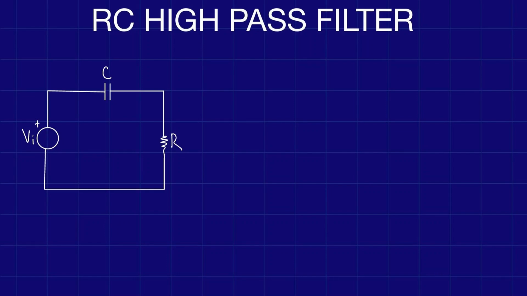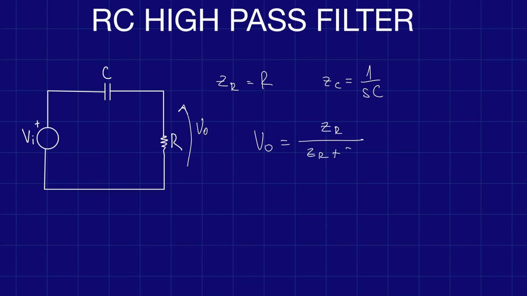So here we have two components, R and C, and we can write them as impedances. The impedance of the resistor is just R, and using the Laplace transform, the impedance of a capacitor is 1 divided by SC. If we treat them like impedances, we can use the voltage divider formula, which would be like this: VO equals ZR divided by ZR plus ZC multiplied by the input voltage. Now we substitute for ZR, which is just R, divided by R plus 1 divided by SC, multiplied by VI.